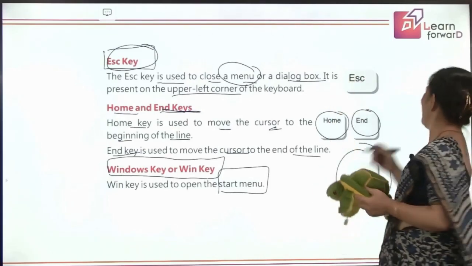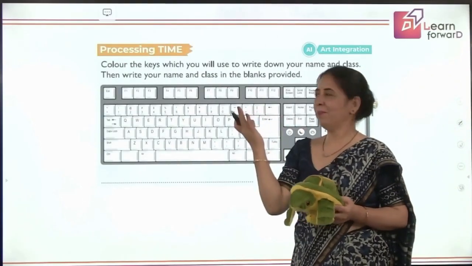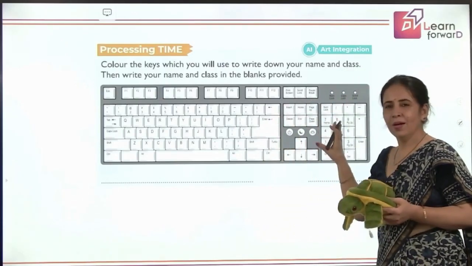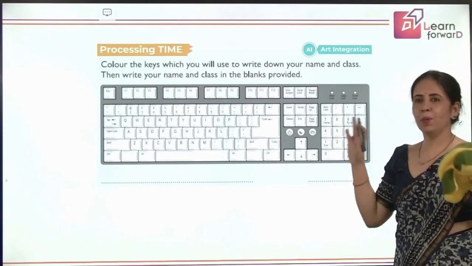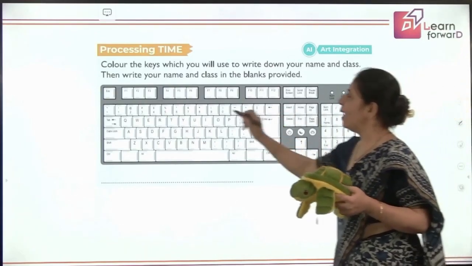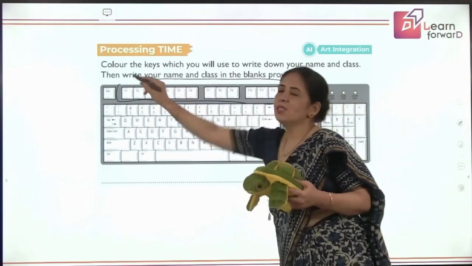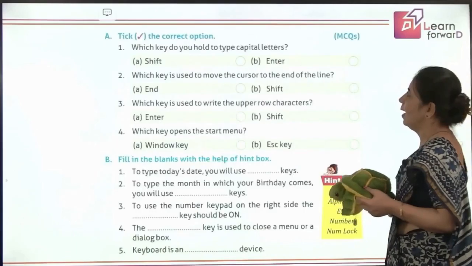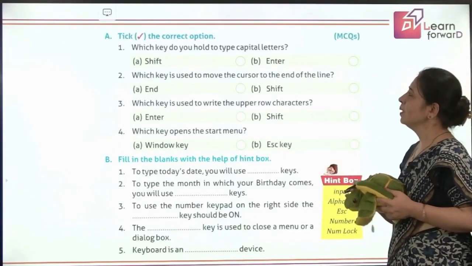Yay! Here we go further and it's the practice time. So this thing you are going to do in your book. You have a keyboard. You are going to make your keyboard colorful by highlighting different keys on it with different colors. Right? Now we start with the exercise.